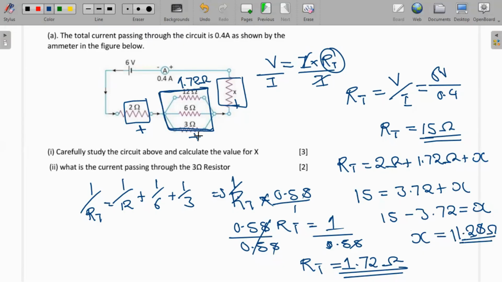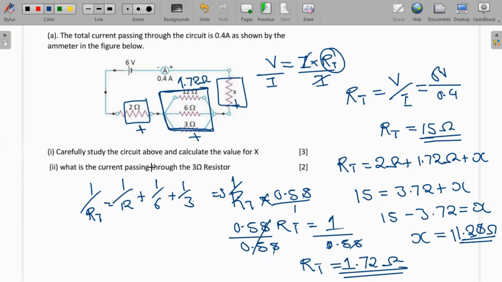Is there anyone with a question from part one? So weird. Is there anyone with a question from part one? All right. If there's no question from part one, let's now go to part two.